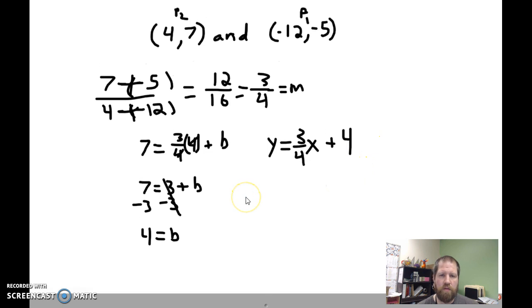So remember, when you are doing these problems, slope formula is where you're going to start. Find your slope. Once you have that value, choose one of your points and plug your x, your y, and your slope in, and then you're just going to solve for your y-intercept.